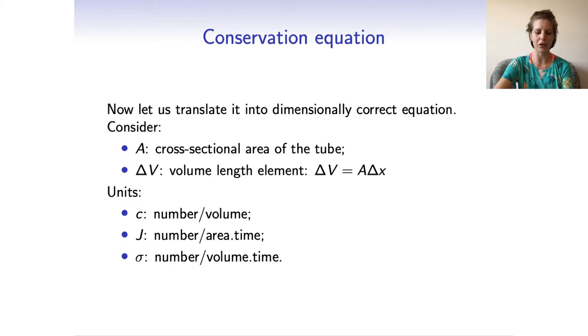Before that, we are looking at the dimensions of the quantities and trying to write how the rate of these particles changes over time. So A is the cross-sectional area of the tube, which has the dimension of area, meter squared, centimeter squared, something like this. So the variation of the volume length element.